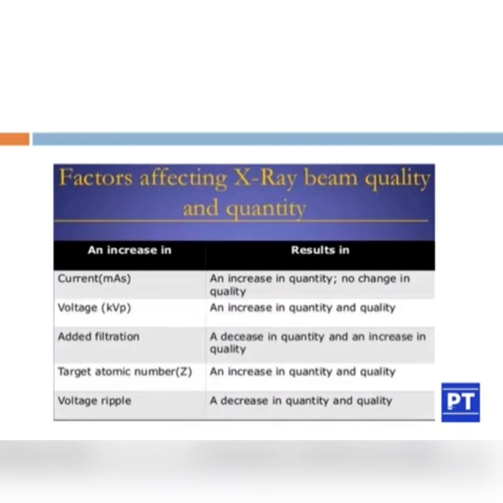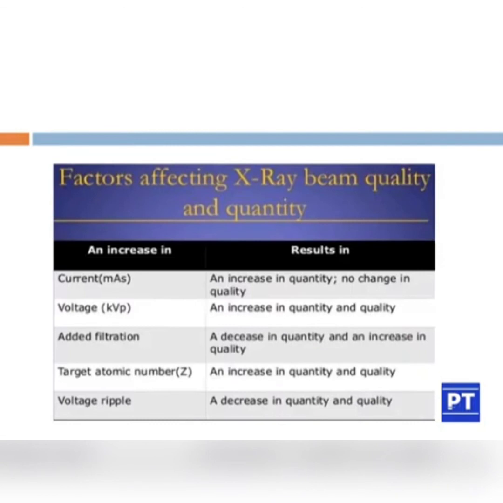So when we increase the current, there is an increase in the quantity. Quantity means number of photons, but no change in quality. Quality means no change in the penetration of the X-ray beam. So an increase in the current will increase the quantity, the number of photons, but the penetrating power does not change. While we are increasing the kVp, the kilovolt peak voltage, there is an increase in the quantity as well as in the quality. So the quantity of photons is increased, and the penetrating power of the photons is also increased.